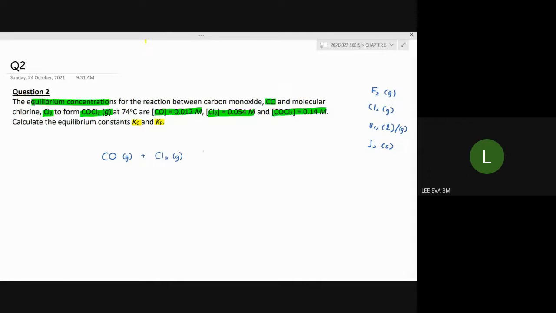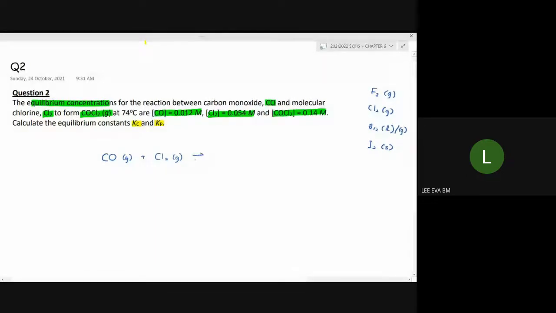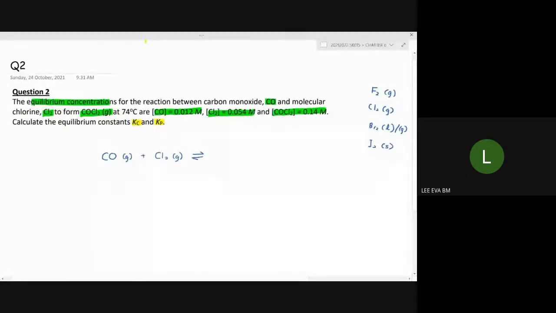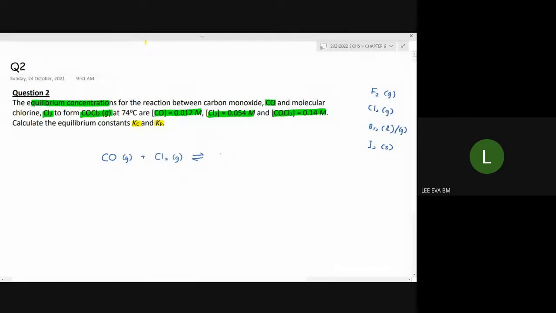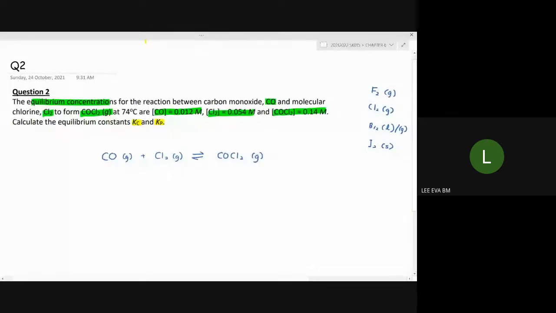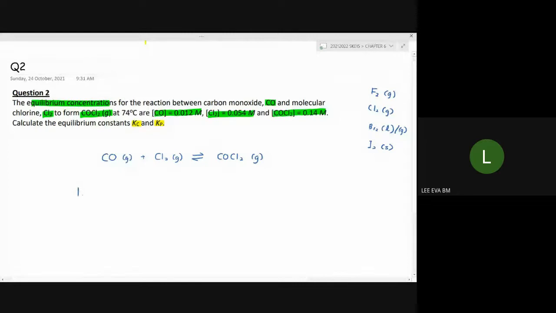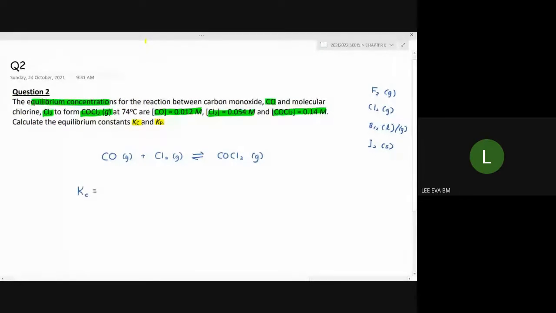So to form, this is an equilibrium system. Remember your arrow. Madam faham setiap kali sebab awak sudah biasa guna arrow yang single direction. So you need to keep on practicing this reversible arrow. Okay, so to produce your COCl2 gas. So is this equation balanced? Yes. Balance. So kalau sudah, baru kita proceed kepada KC expression.